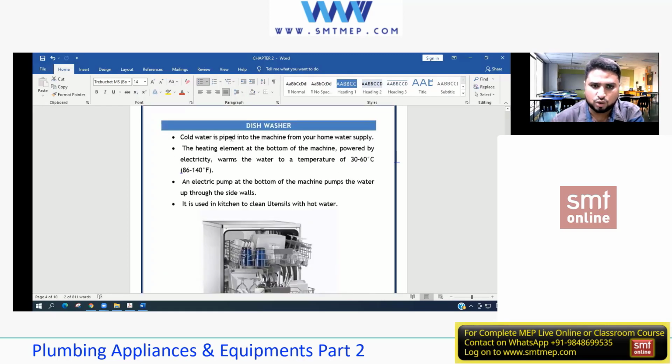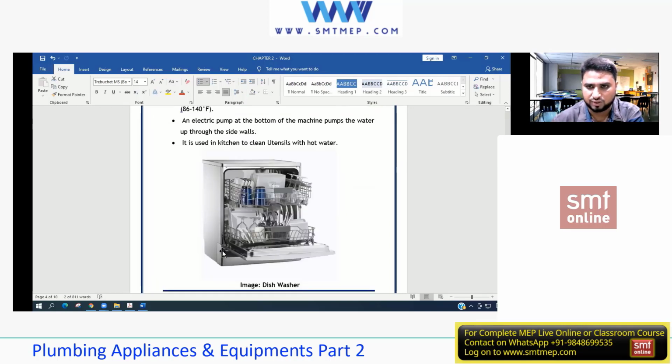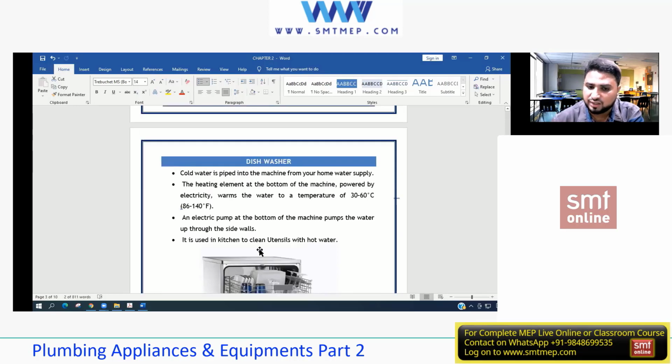Let's see. The cold water is piped into the machine for your home supply, but I said this works on hot. Outside you only demand hot, but we don't directly give the hot water because we have an inbuilt heater inside this. Yes or no? Right. But this is the demand of hot water, but we need to supply the cold water. First of all, to get that water converted into hot, I need to first supply the cold water. Yes or no? Yes, sir.